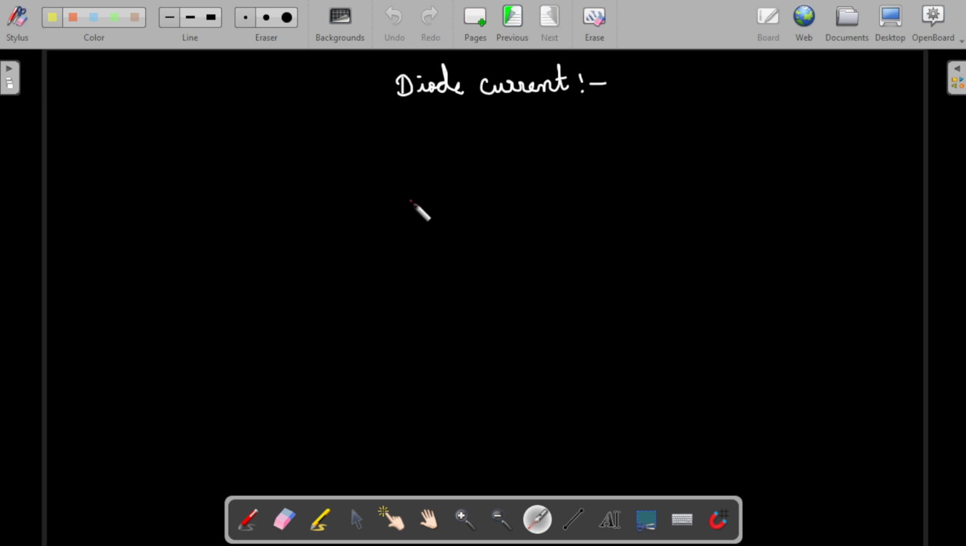So from the next class, we'll be starting with the diode current. Once the diode current is done, then we'll be going to some special devices like the solar cell and the other light devices. So those things we'll be discussing in this lecture series. So I hope up to here you guys are able to get the concept.